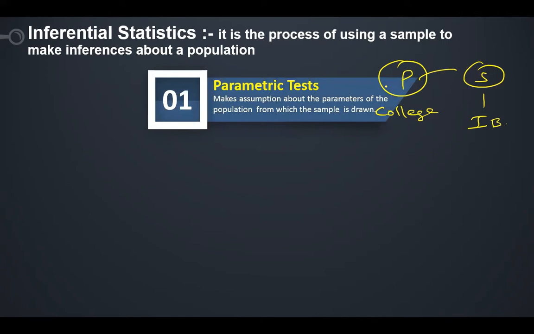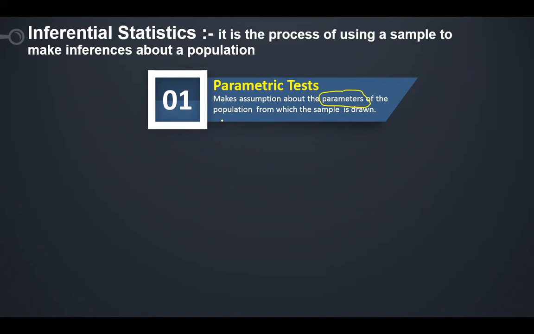Now, in inferential statistics, we are going to study the parametric test. What is the parametric test? It makes assumptions about the parameters, so you should understand what a parameter is. In the next slide, I'm going to show what a parameter is and what a statistic is. It makes assumptions about the parameters of the population, telling something about the population from which the sample is drawn. We analyze the sample and tell something about the population. That's called the parametric test.